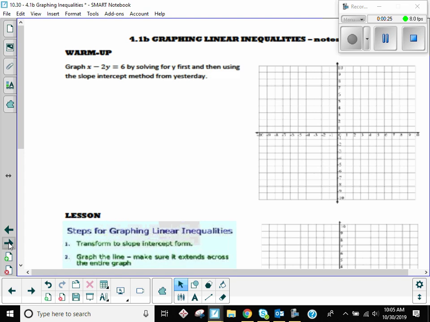If I want to get y by itself and solve for y, what is the first thing that I'm going to do? Move the x. So what do I need to do to both sides? Minus x, okay. So notice this is still an equal sign. This is left over from yesterday, but it's going to lead us into today. So I have negative 2y equals negative x plus 6. Divide everything by negative 2, right?